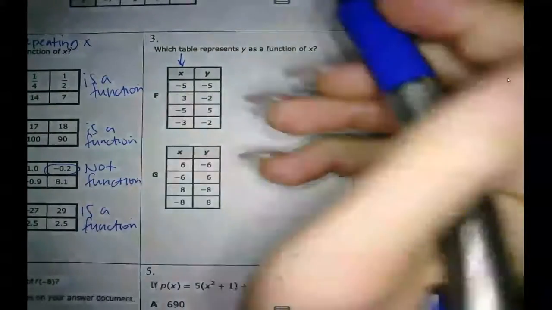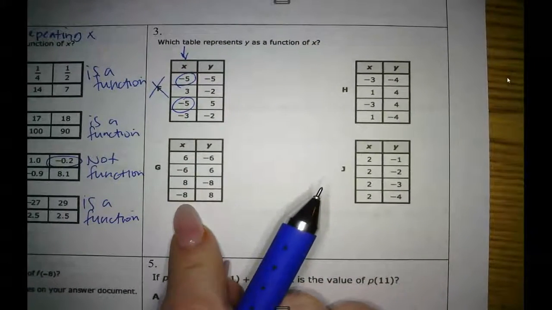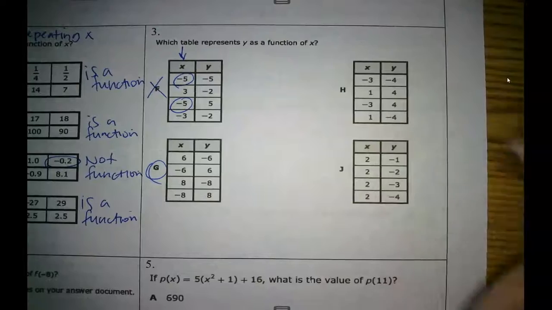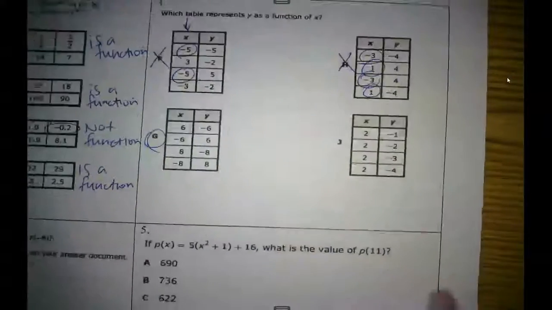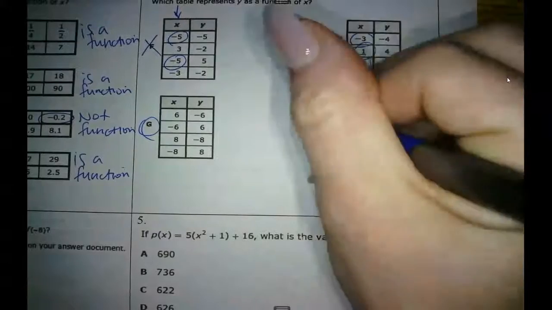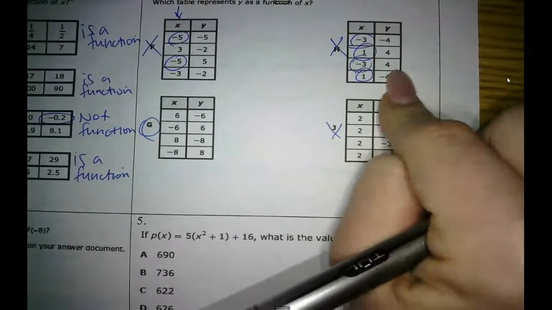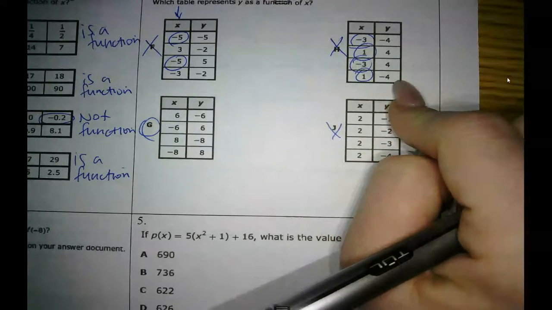Negative 5, 3, negative 5. That one's not a function. 6, negative 6, 8, negative 8. Those are all different numbers. That one's our function. I'm going to go ahead and check. We got negative 3 and negative 3 and 1 and 1. That's definitely not a function, and those are all 2. So you'll see here my y's repeat. It doesn't matter. It does not matter about my y's.